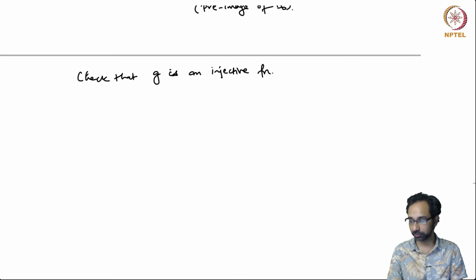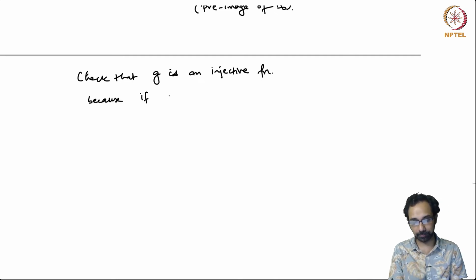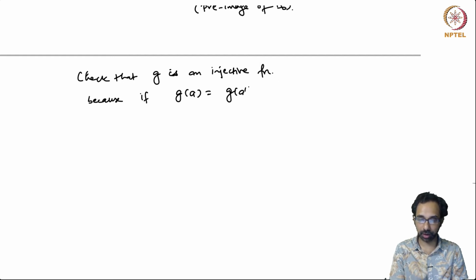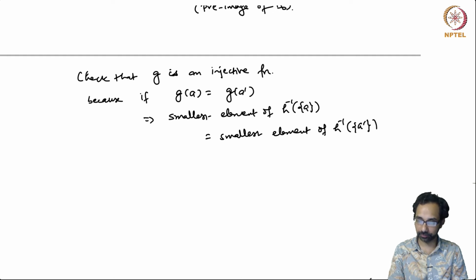Okay, because if G of A equals G of A prime, this implies that the smallest element of H inverse of A is equal to the smallest element of H inverse of A prime.